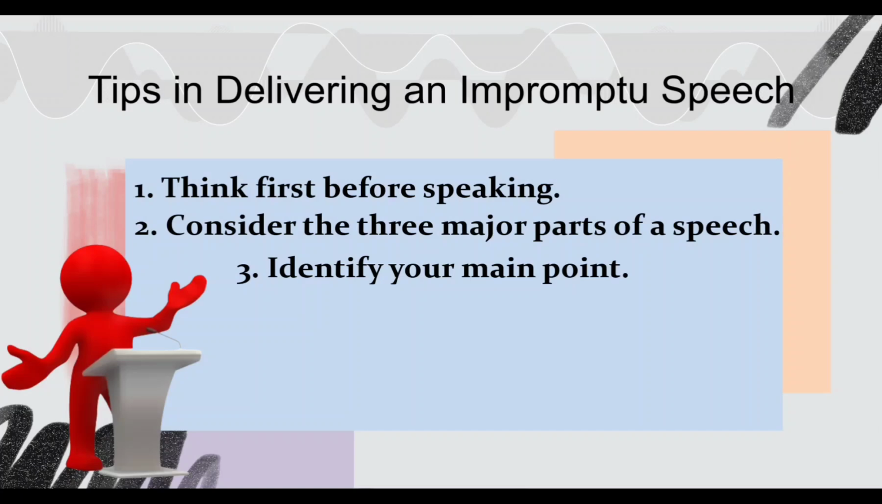4. Use signposts. Help the audience keep track of your points by using signposts, such as, first, I would like to say, my second point is, or, finally, I would like to. Signposts act as navigational cues for the audience, creating a clear roadmap for your impromptu speech. Using transitional phrases helps maintain coherence, making it easier for listeners to follow the progression of your thoughts.